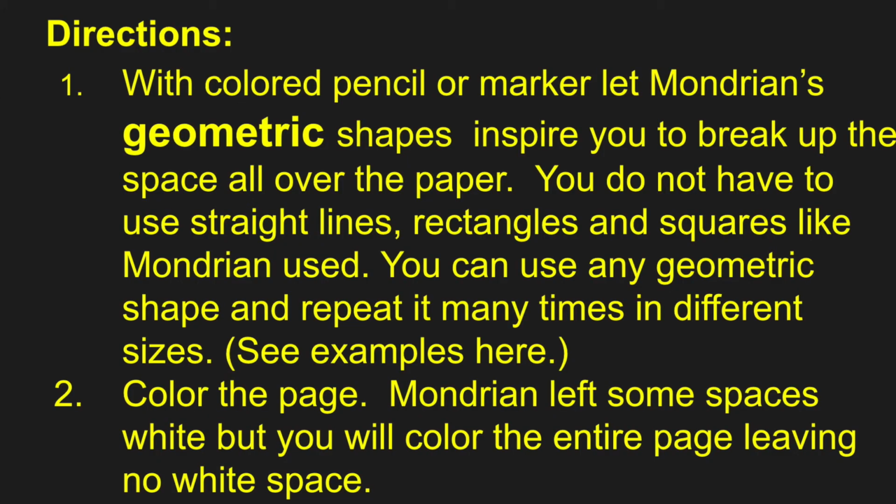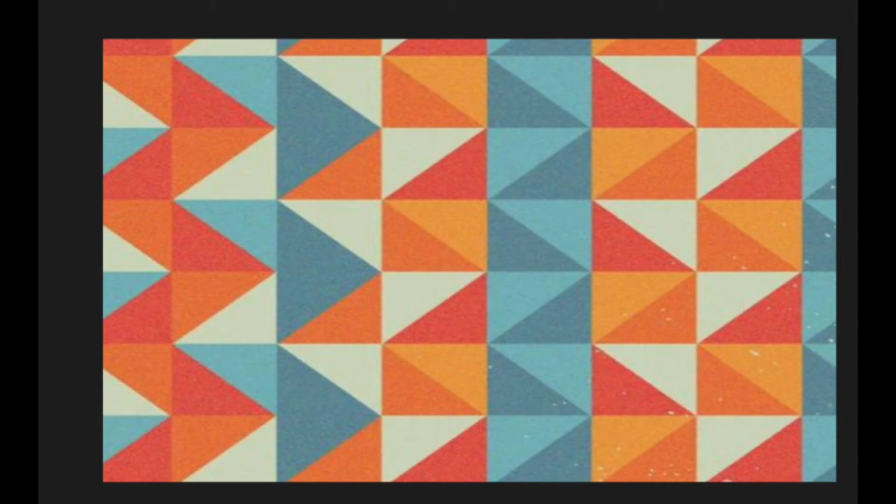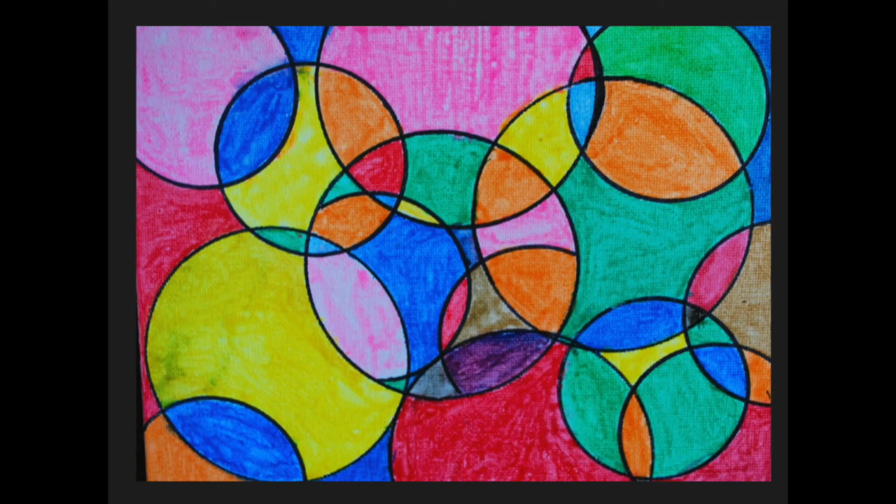So with a colored pencil or marker, let Mondrian's geometric shapes inspire you to break up the background of your paper, just like Mondrian did with his rectangles and squares and primary color lines. You can use squares and rectangles if you want to, but I want you to put your own little flair into it, your own creativity. That means do something a little different from what the artist did. I mentioned in your supplies you might use colored pencils or markers, but you might also want to use watercolors or oil pastels if you have those.